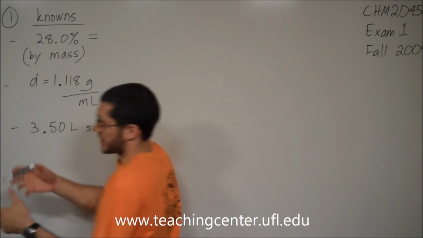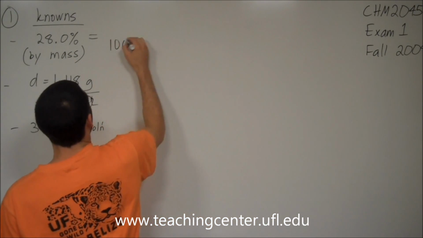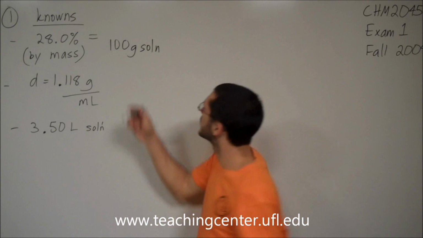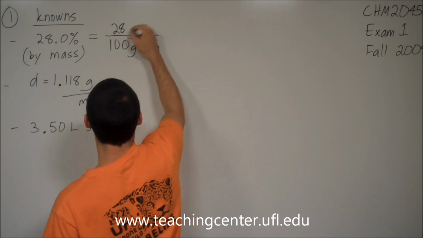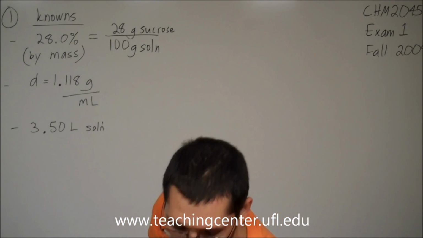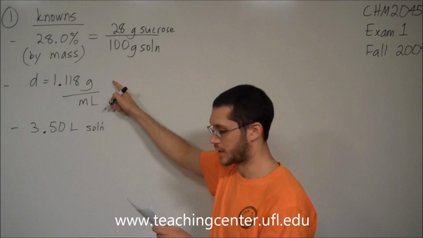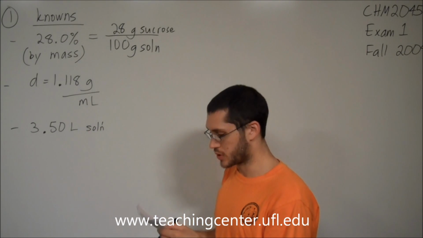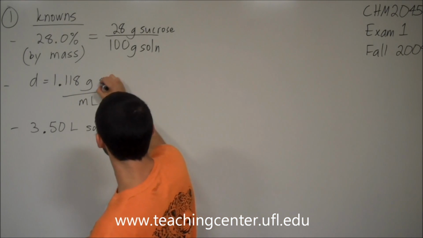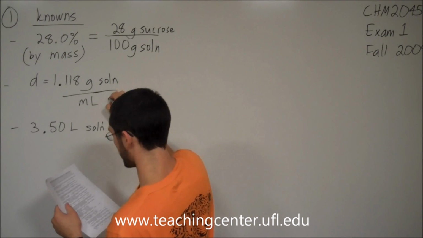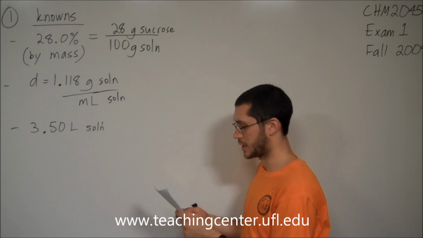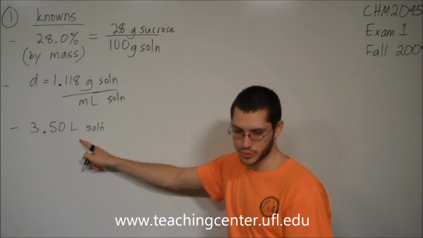That means that if I just take arbitrarily 100 grams of solution, maybe that's the mass of my solution in the cup, then 28 of those grams should be sucrose. I can extract that information straight from this number. Similarly, the density is not complete. The solution has a density of 1.118 grams per mil, so this should be grams of solution divided by mil of solution. Now we're looking for the mass of sucrose in grams contained in this amount of solution.